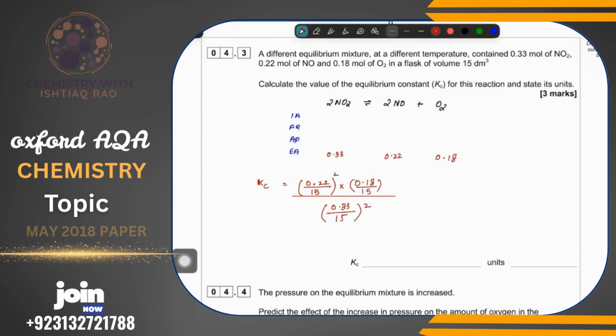Because in this question the volume is given. In the rest of the questions the volume is not given. So we just put the moles over there. But in fact it's a concentration. It's not a mole. Right.